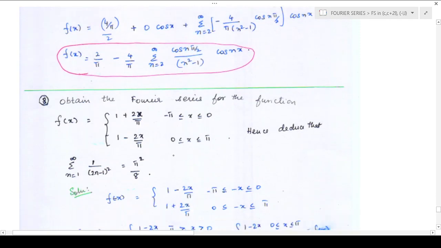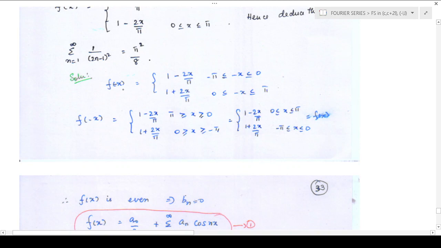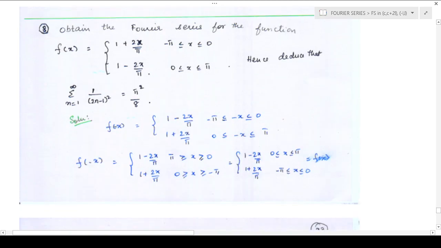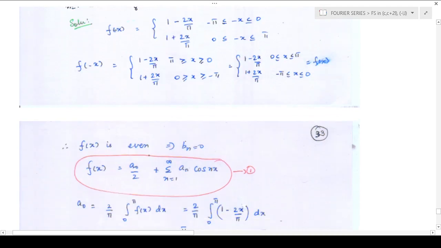Right. Likewise, f of x equal to 1 plus 2x by pi in minus pi to 0, 1 minus 2x by pi from 0 to pi. Even the deduction part is given. What you have to do is take f of minus x. Wherever it is x, you put minus x. So here it will be minus, here it will be plus, here it is minus, here it is minus. Then reverse by multiplying by minus 1, reverse the inequality. You will be getting it to be f of x. So it is an even function.